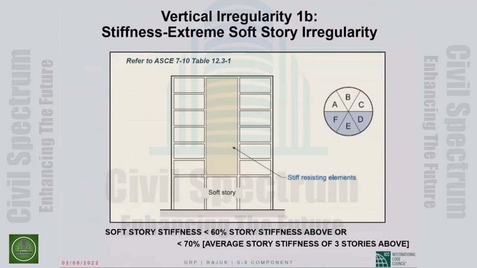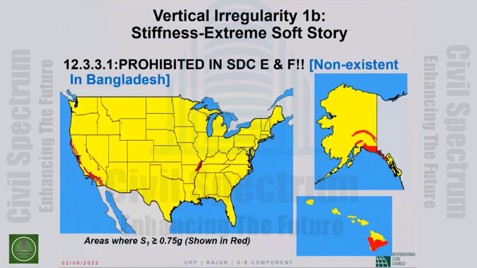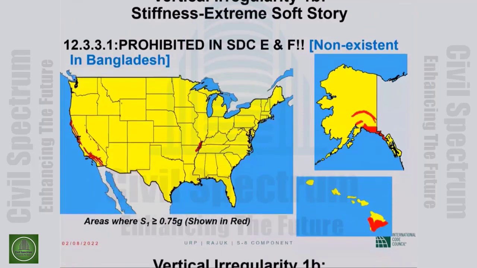Extreme soft-story: soft-story stiffness lower than 60% rather than 70% of the story stiffness above, or 70% rather than 80% of average story stiffness of 3 stories above. This irregularity, extreme soft-story, is prohibited in design categories E and F, obviously you are not bothered by that.